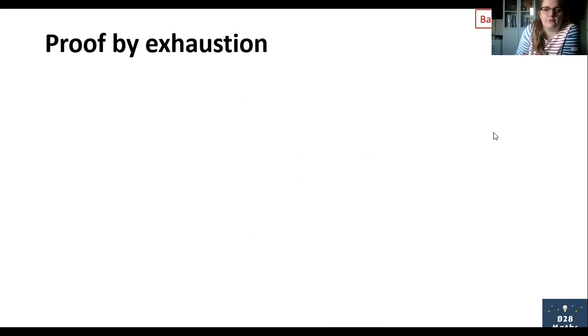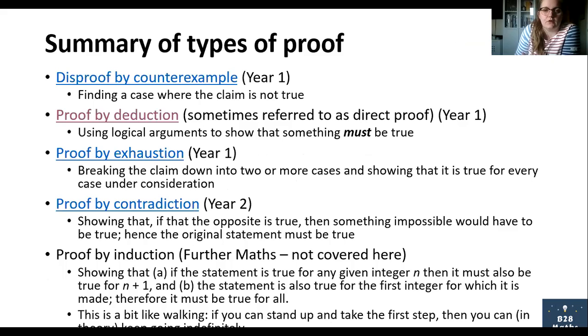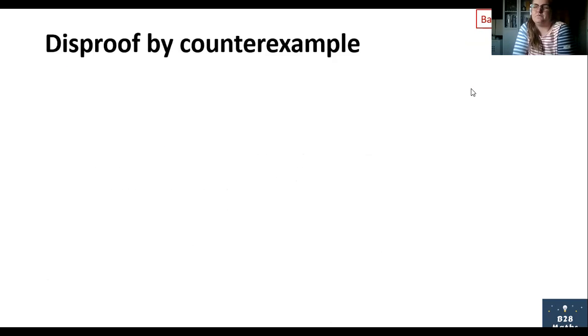We're not going to do proof by exhaustion yet, so we're going to go back to here and go through disproof by counterexample. Disproof by counterexample is basically just saying, no, this is wrong. I can show you this is wrong because here's an example of why it's wrong.